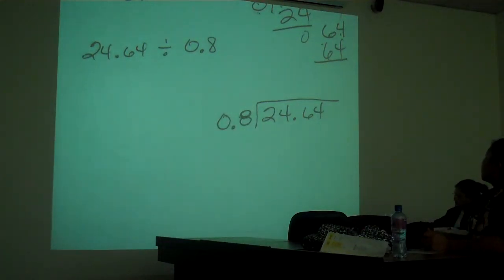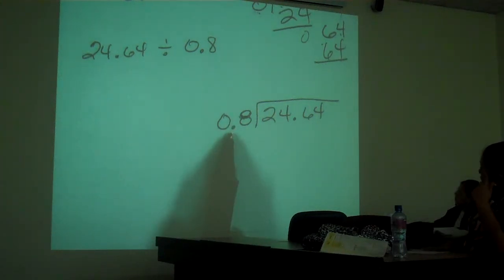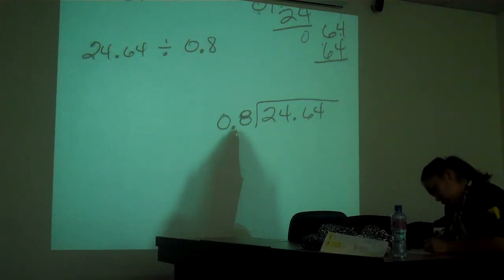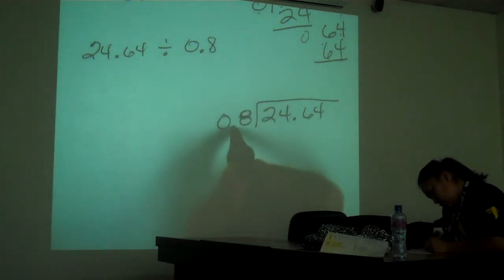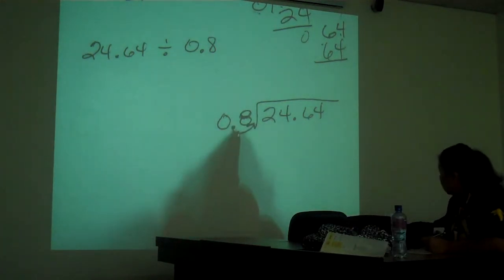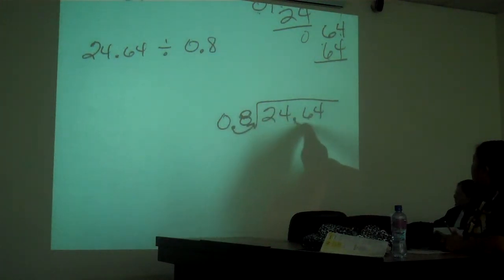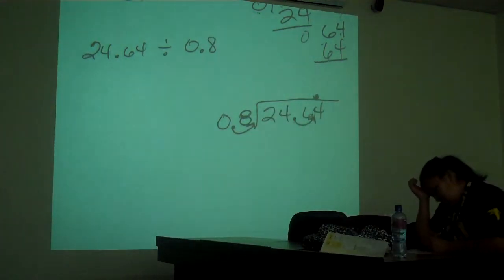Okay, what changes is you need to make the outside number a whole number. Before you start dividing, this has to be a whole number. So to make it a whole number, to make it 8, we have to move our decimal to the end. If we move this decimal once, we have to move this one the same direction one time. Okay? Bring our decimal straight up in our answer.